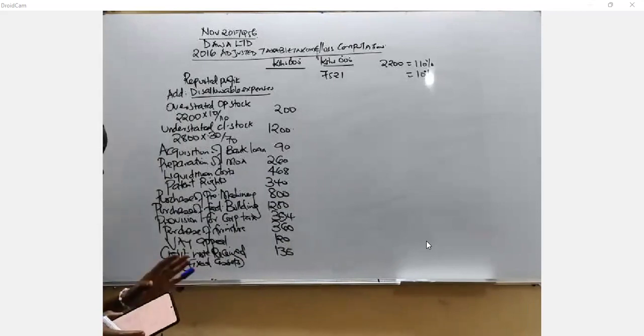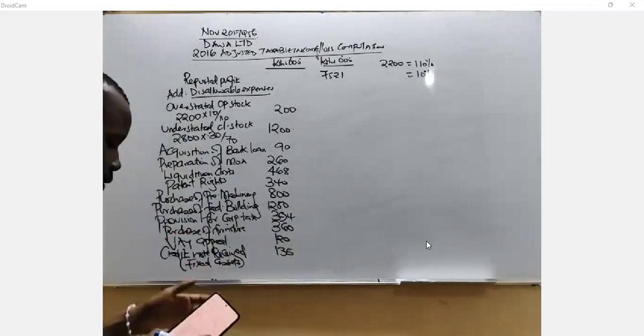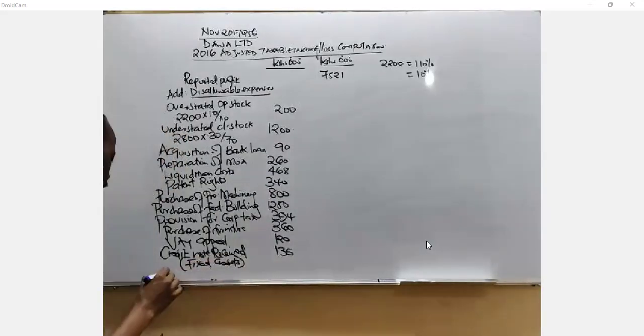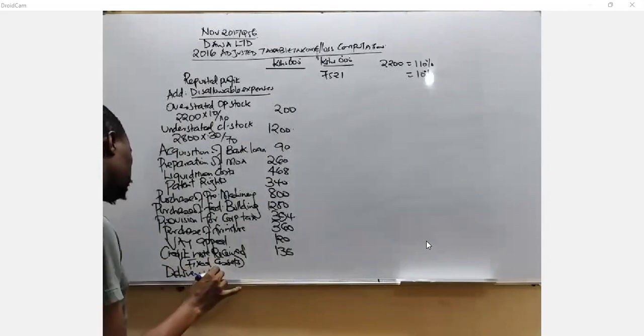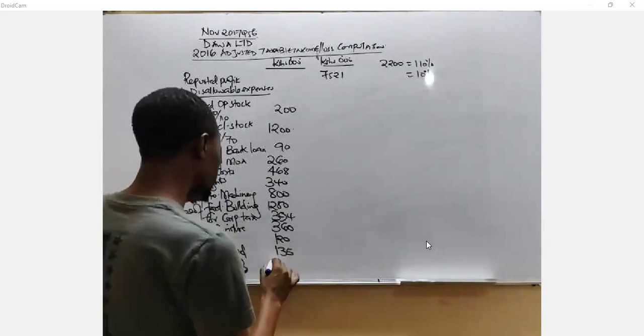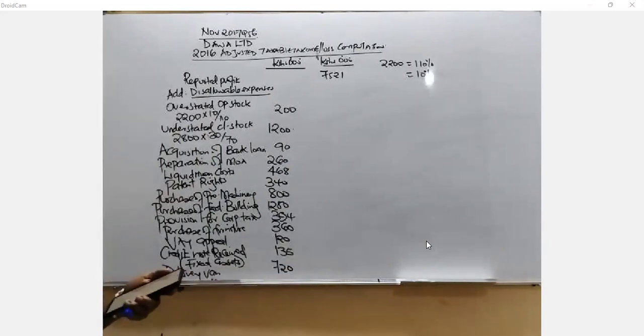So that is why I said that you might find that in an exam, you have all done the exam, but the answers don't relate. We have delivery van. Delivery van amounts to 720. We have not finished the additional information. We have note number 4.